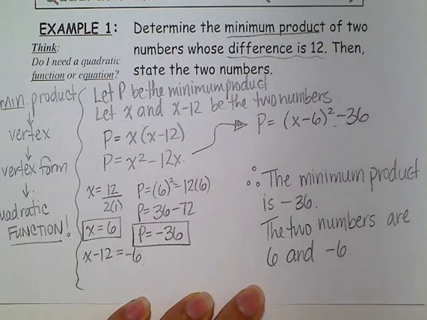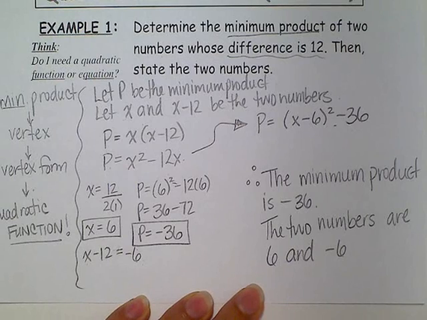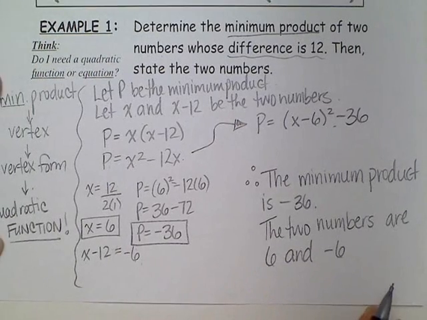Okay, so there's an example of a question where you're asked to find a minimum, which indicates to me that you need the vertex form of a quadratic.